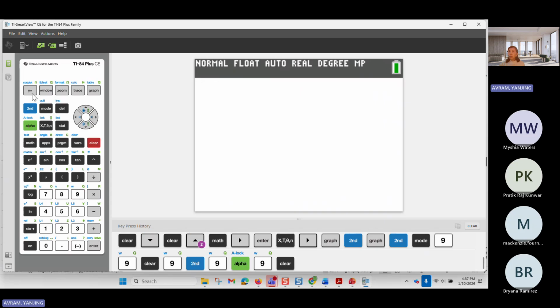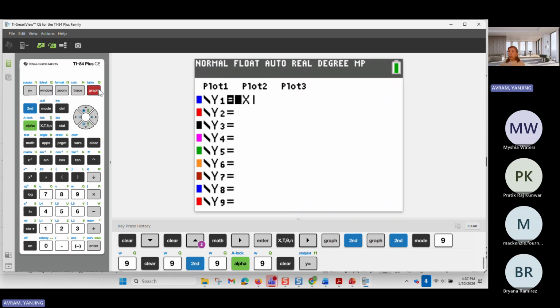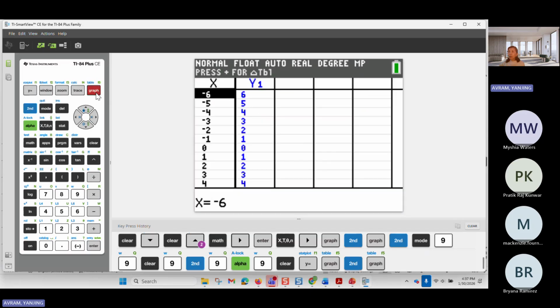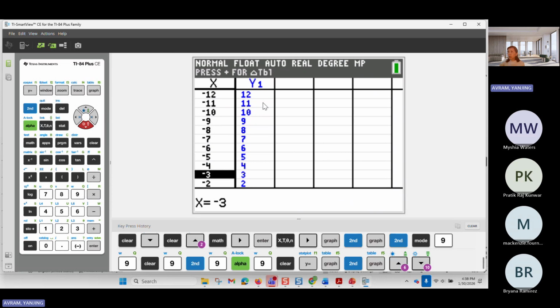Okay. All right. So I graph this one right here. So that's y equal to absolute value of x. Second graph, you can see all the table in here. Even when x is negative, y is always positive. Okay. The only time y is 0 here is when x is 0.